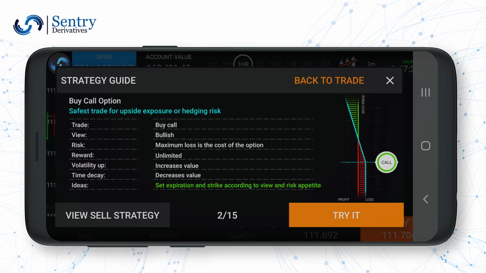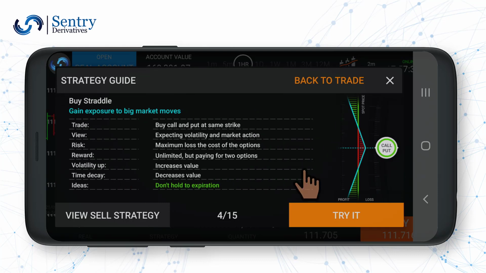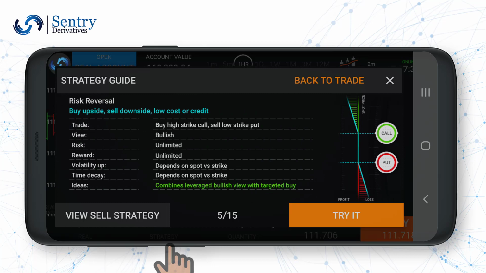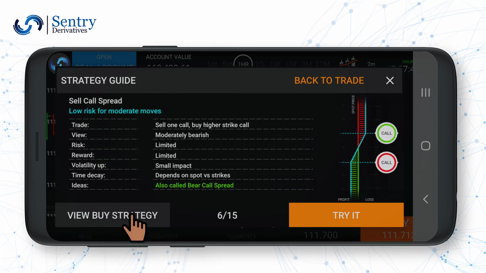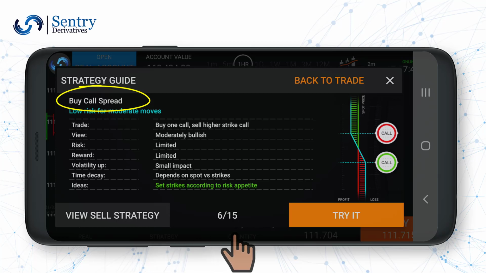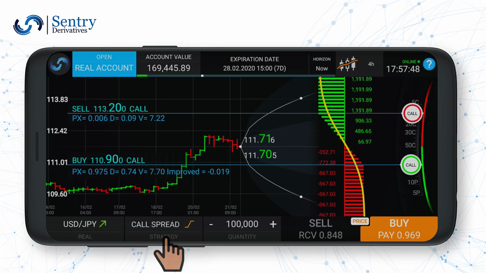What's a call? A little explanation about a call. What's a put? What's a straddle? What's a risk reversal? Sell a risk reversal. Find a strategy you like. For example, buying a call spread, click try it. And the screen will populate with that strategy right away.